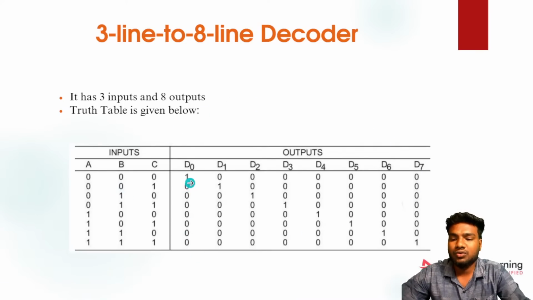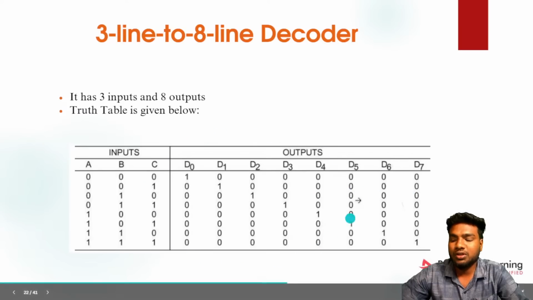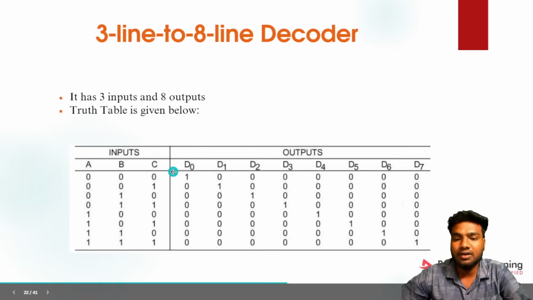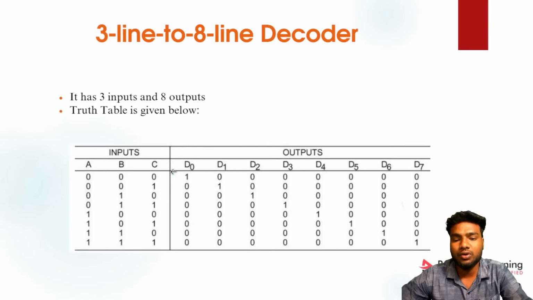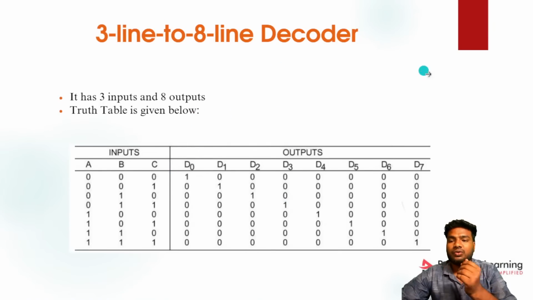So in this output you have only one bit as 1, binary 1 here. You can see in all these outputs, every output contains only one bit as binary 1. So this is the logic for the 3x8 decoder. It means 3 inputs, 8 outputs.